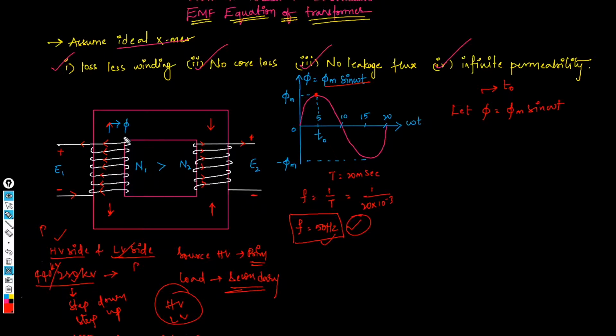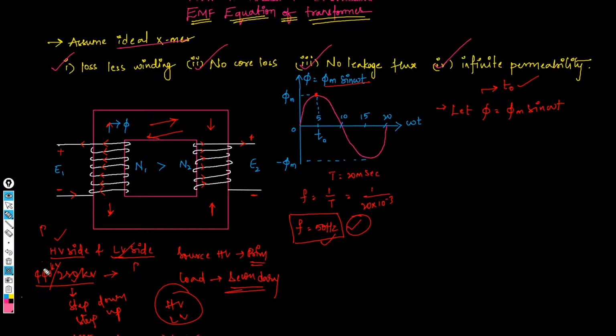So in the first half cycle, the flux is directed in this way. In the second half cycle, the flux is directed in this way. Therefore, the polarity of the induced EMF also changes according to these changes. That's what we need to remember. So let phi is equals to phi m sin omega t at some particular instant at t naught.